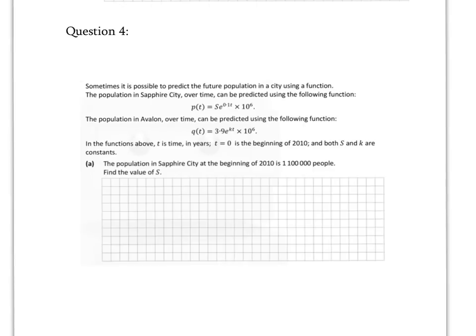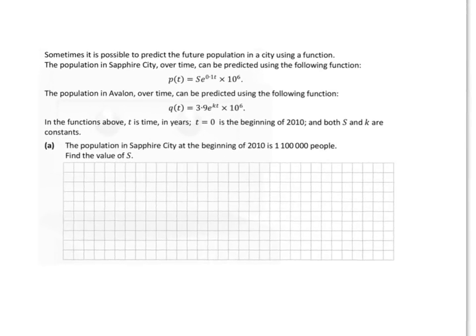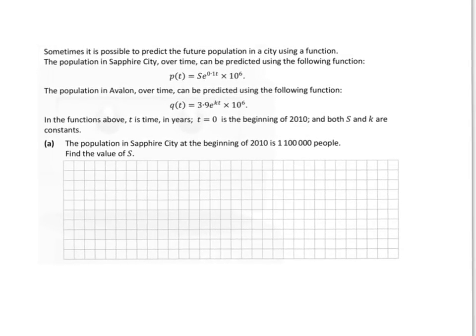Our final question is a lovely question, a mixture of functions, a little bit of logs in it, a little bit of indices, and just a little bit of thought and common sense. So very important to read the question. So here it says, sometimes it's possible to predict the future population of a city using a function, and here we're given the function here. The population of Avalon, another city, we're given the function here. But before we get to there, it says, in the functions above, t is time in years, and t equal to 0 is the beginning of 2010. So that's really important for us.